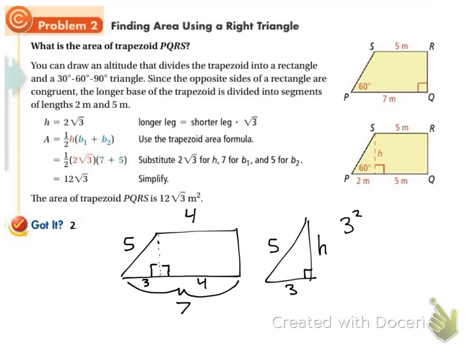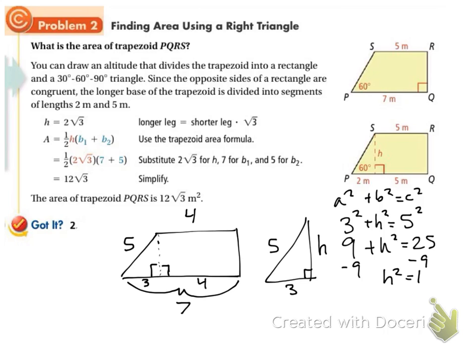So 3 squared plus h squared equals 5 squared. Remember that the hypotenuse always goes in for c, right? a squared plus b squared equals c squared. So 9 plus h squared is equal to 25. And I subtract 9 from both sides. I get that h squared is equal to 16. And when we square root both sides, we get that h is equal to 4. So our height is equal to 4.